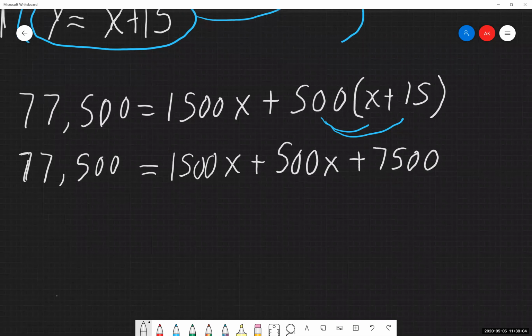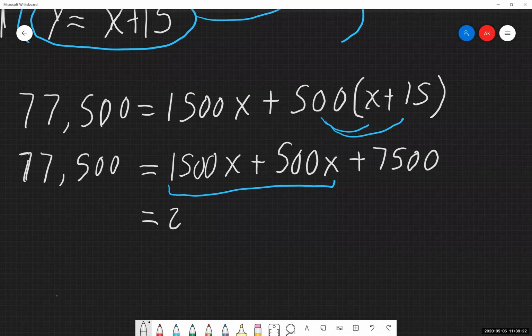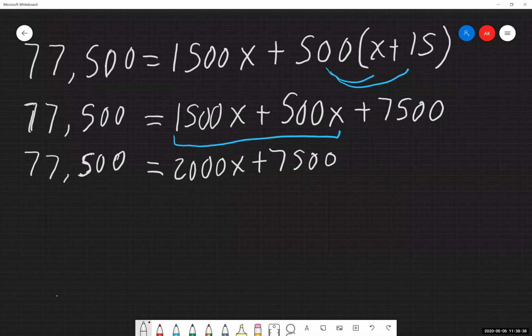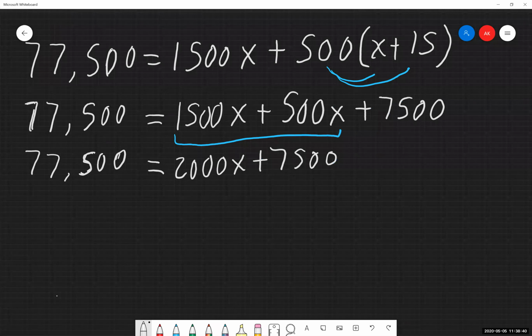On the right-hand side, I can still combine like terms. I have two x terms over here, so combine those together. Actually, we'll do this. It's easier to see that there. Okay, so 1,500x plus 500x is going to give us 2,000x. Nothing's happening to the 77,500, and nothing is happening to the 7,500, so they're just coming down as they were. And now we can solve this thing mechanically the rest of the way out.